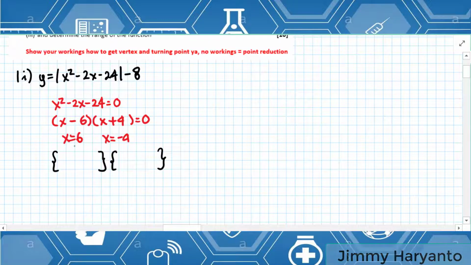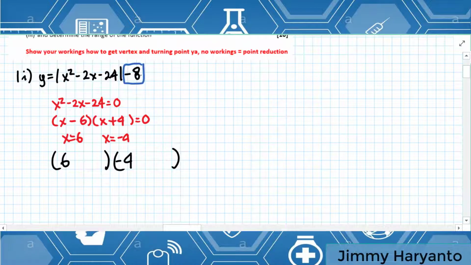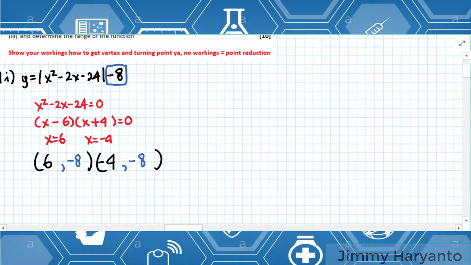So the vertex is the first is 6, and then the second one will be negative 4. And then for the y, take a look at these numbers, negative 8, the constant, that will be the y-axis of the vertex. There you go.